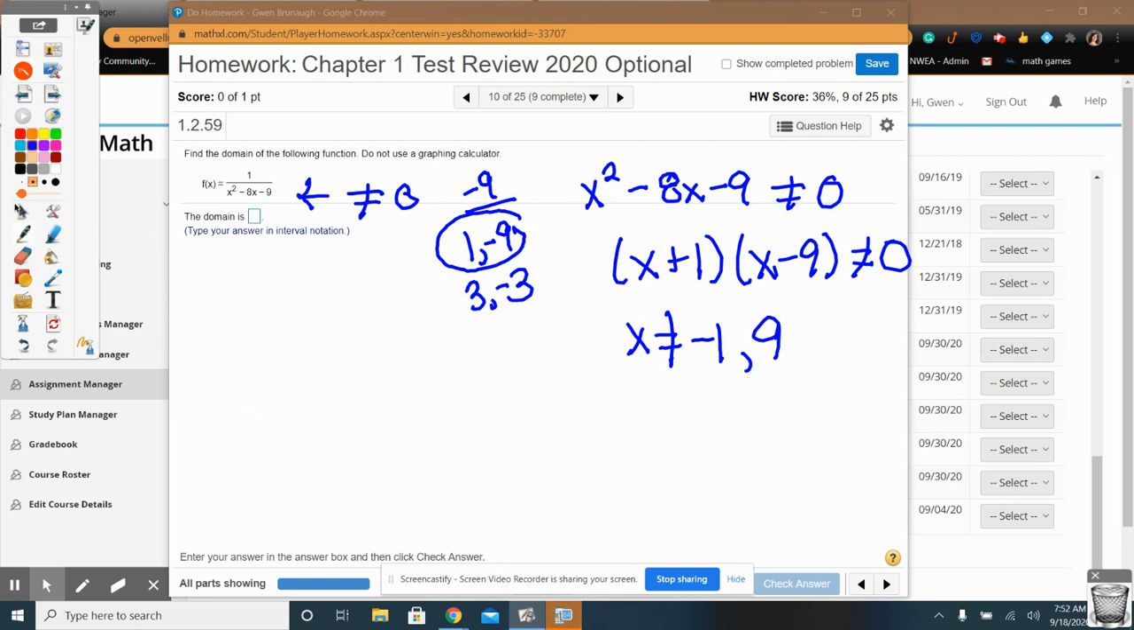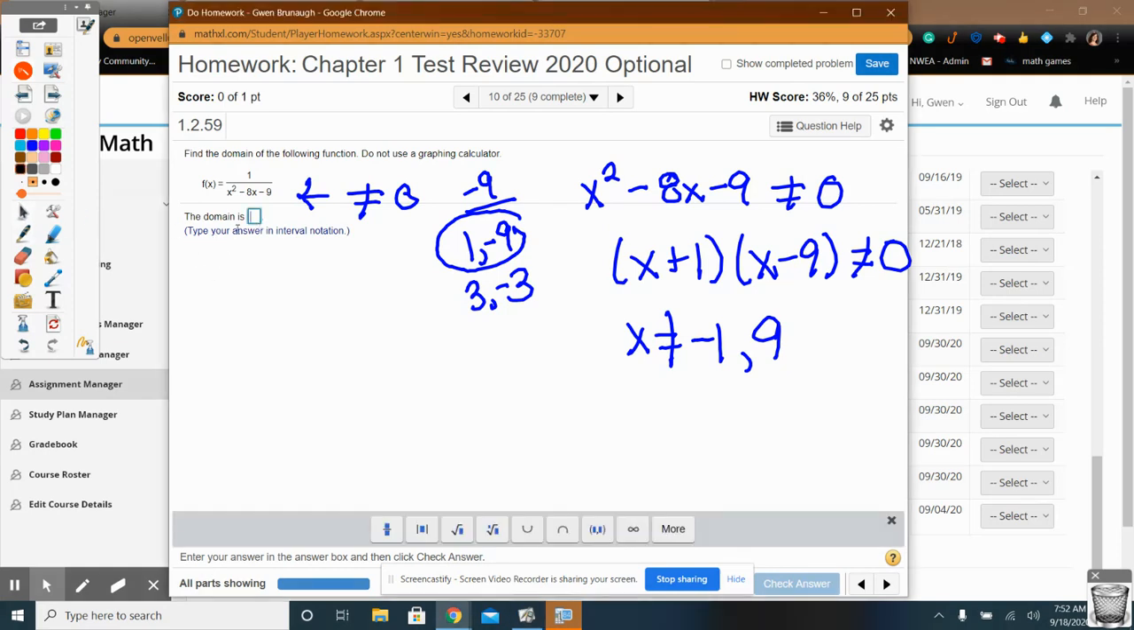Those of you who are taking it on the computer, you will have to write it in what x can be. And x can be negative infinity all the way to the small number of negative 1. And then it can be that small number negative 1 all the way to the big number 9. And then it could continue on from 9 to infinity.